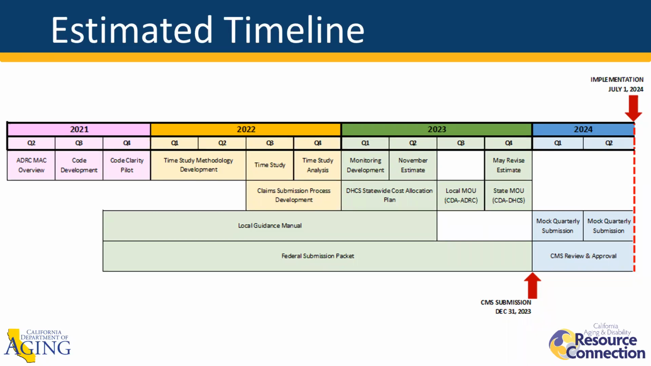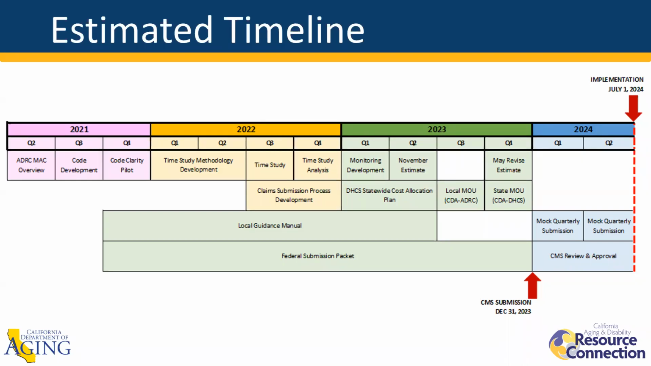Moving on to 2023, or the green, we'll be using the results from those time studies to inform our November and May estimates. Those tasks are more for CDA and DHCS to worry about, though. But in 2023, we'll also be working on developing all of those state and local monitoring processes. We'll also be drafting the local and state MOUs.